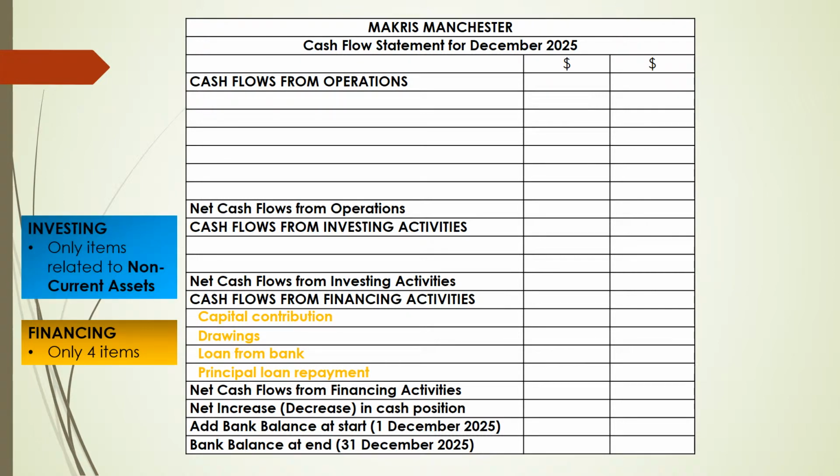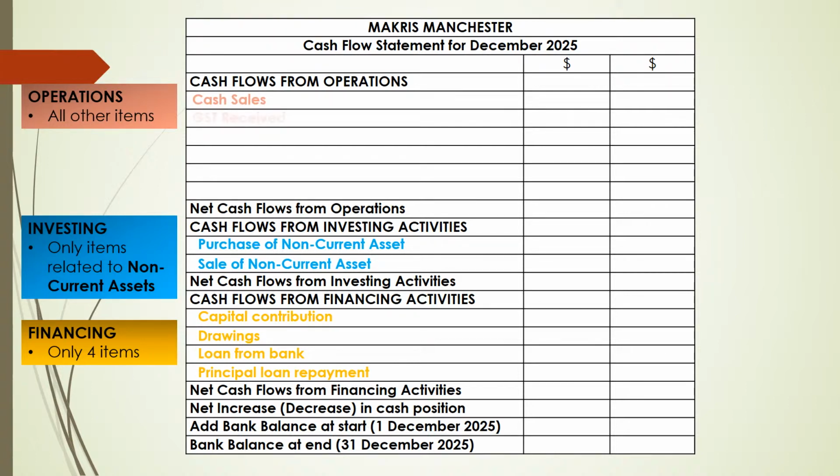Then we move up to the investing activities section, where only items related to non-current assets are reported here. They could be purchases of non-current assets or sales of non-current assets. Finally, all other items are reported under the operations section. Examples are cash sales, GST received, GST refund, GST paid, GST settlement, receipts from accounts receivable, payments to accounts payable, wages, and interest expense.